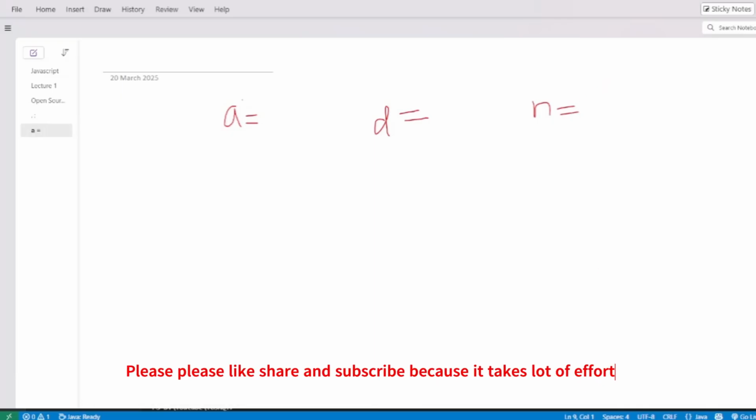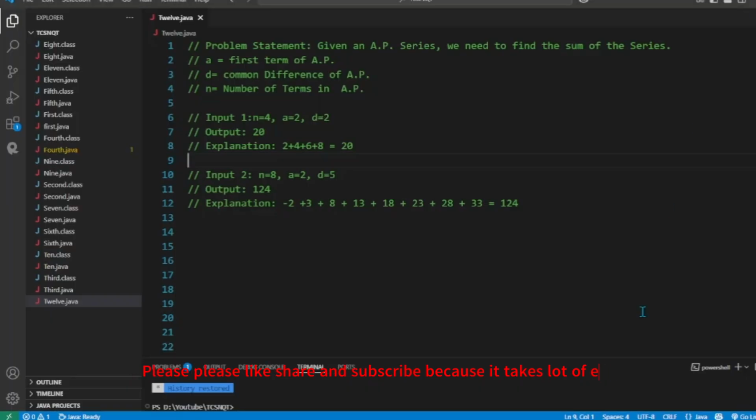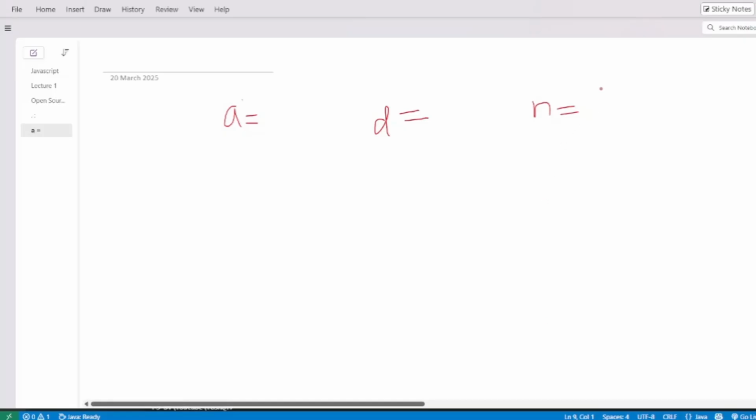If I talk about the first input of the AP series in this question, the first input is like this: N equal to 4, which means the number of terms is 4, A equal to 2 and D equal to 2. Then the sum is equal to 20. In an AP series we start summing. For example, here the number of terms is 4, D is 2, and A is 2.